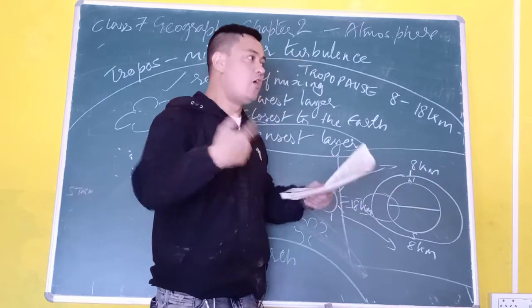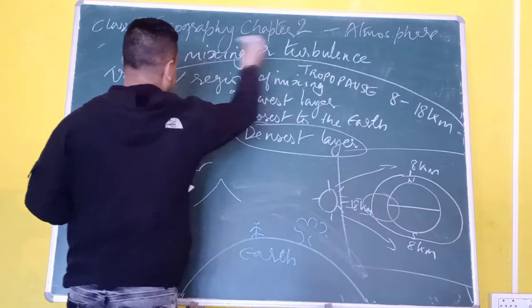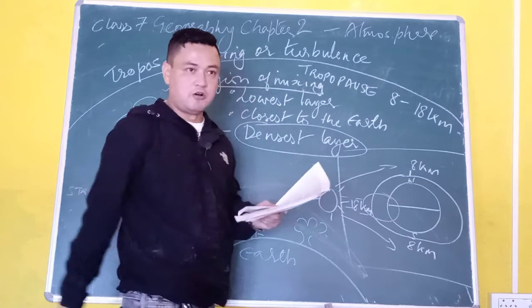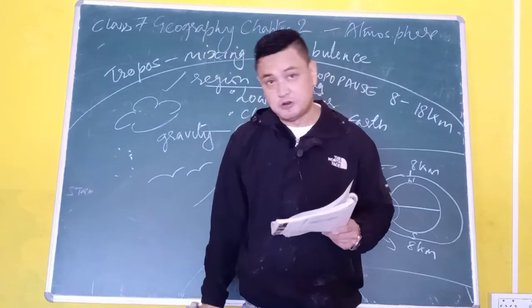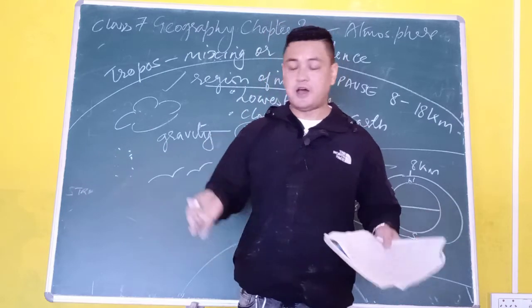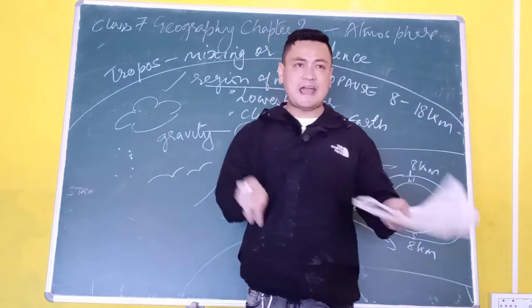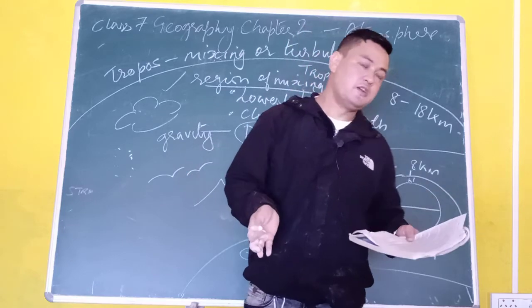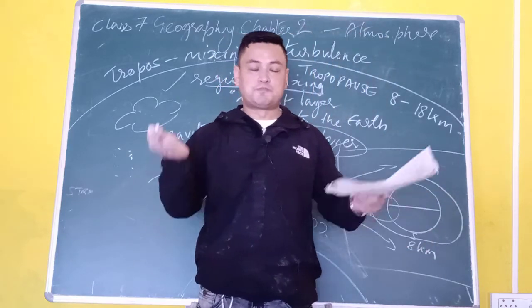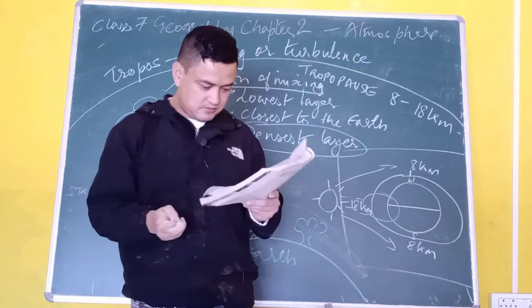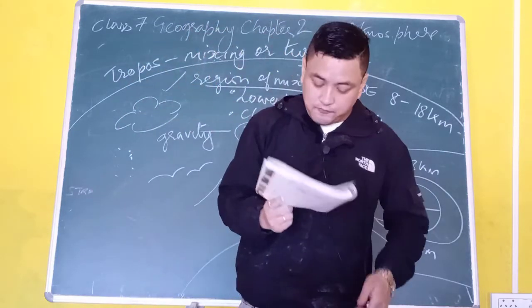All these weather conditions basically happen in the troposphere. Therefore, it is called the region of mixing or the region of turbulence also, because you have storm, lightning, thunder, etc. in this area only. You have black clouds, okay. There are different types of clouds. Cirrus clouds, cumulonimbus clouds, etc., which bring rain. This happens in this layer. Therefore, it is called the region of mixing.